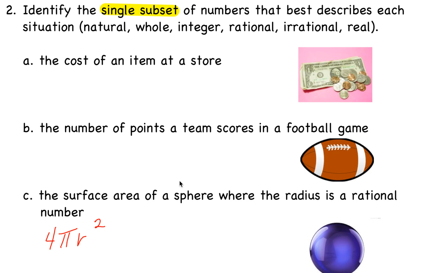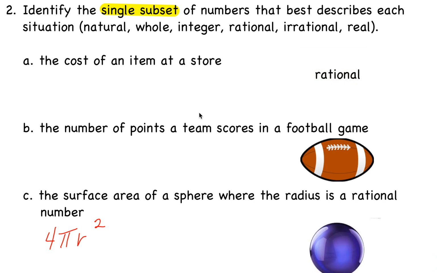In this example, we want to identify just a single subset of numbers that describes the situation. So first of all, the cost of an item at a store. If you go buy something at the store, you have some dollars and some change, and you're going to have some tax. What kind of number would that represent? A decimal number, a terminating decimal, right? If you pay $1.50 for something, although it could be a natural number, more than likely when you add your tax, it's going to be rational.